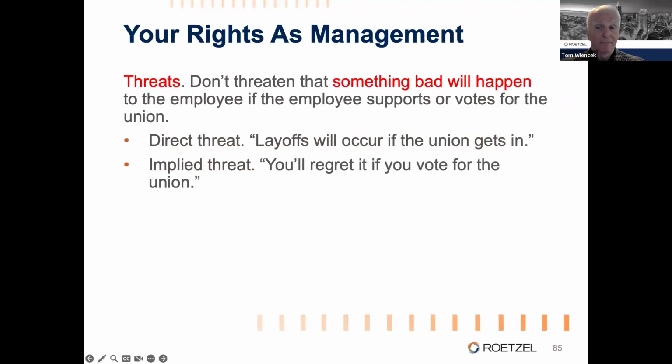And of course, threats. It's self-obvious. Don't threaten that something bad will happen if the employee supports or votes for the union. And there's direct threat: layoffs will occur if the union gets in. An implied threat: you'll regret it if you vote for the union. Those are the kinds of things that, once again, they will file an objection to the election. You'll get it overturned, even if you won by a 2-1 margin.